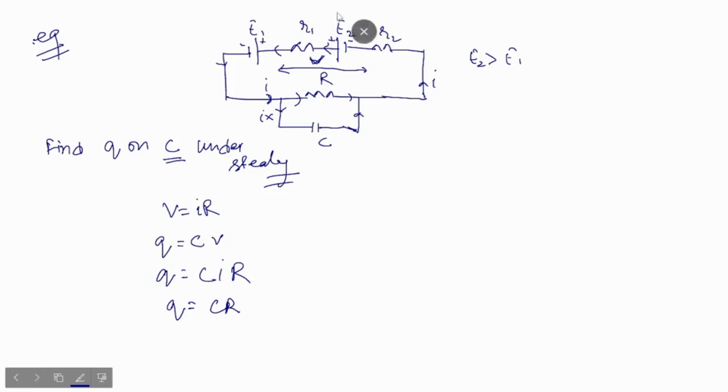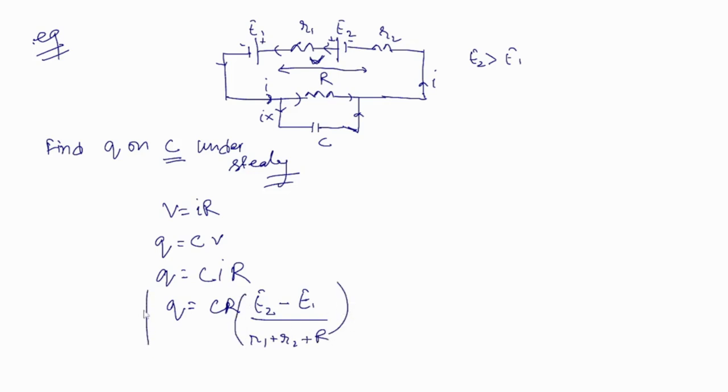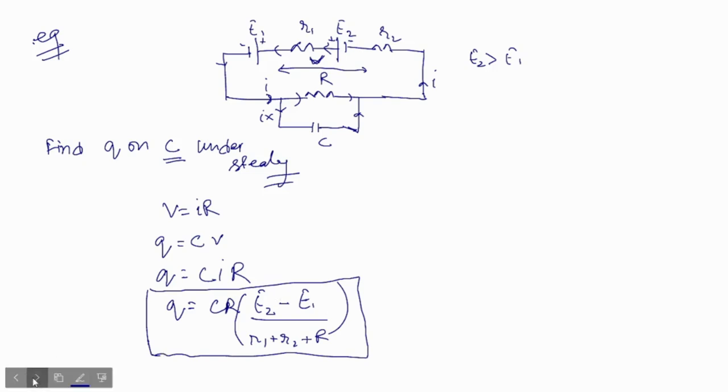But here they are in opposite sense, so your current will be E2 minus E1. Why E2 minus E1? Because E2 is greater. Upon total resistance, which is the resistance offered by battery E1 plus the resistance offered by battery E2 plus the resistance of the circuit, that means R1 plus R2 plus, this will be your charge on the capacitor under steady state situation. We'll be studying this more in the growth and decay of charge, so don't worry about this.